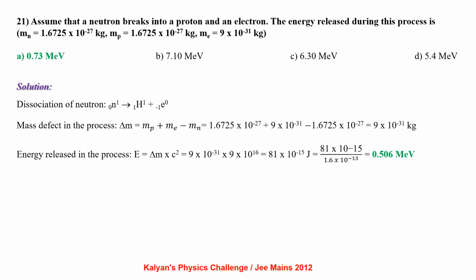Mass defect in this process, delta M, equals mass of proton plus mass of electron minus mass of neutron, which comes out to be 9 × 10^-31 kg. Energy released in the process, according to Einstein's mass-energy relation E = delta M × c², comes out to be 0.506 million electron volt.